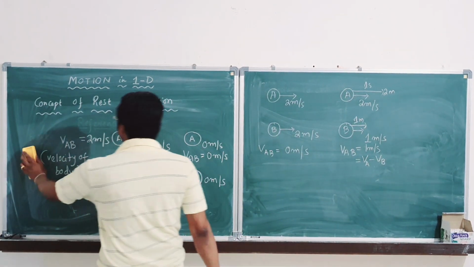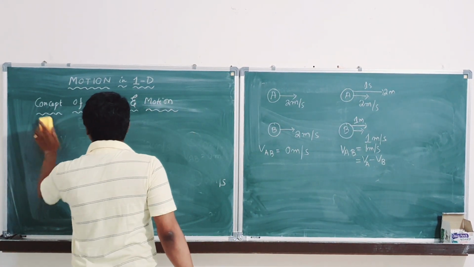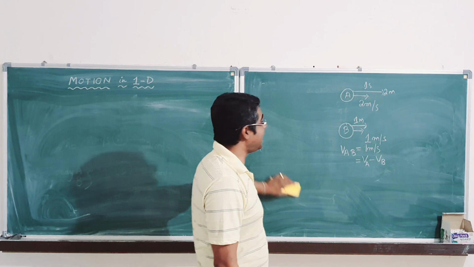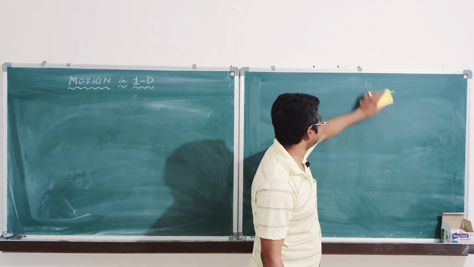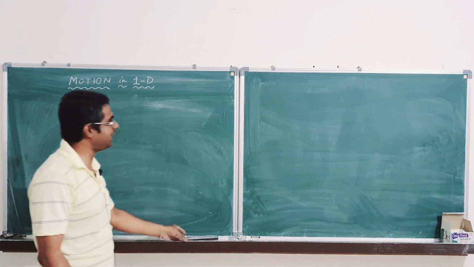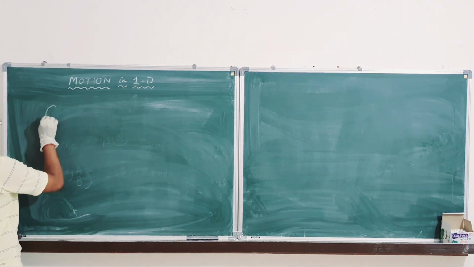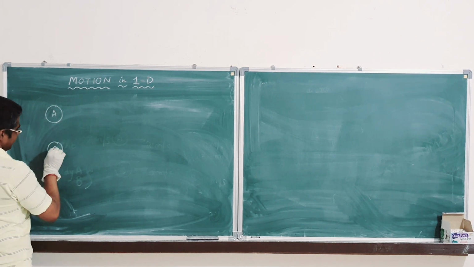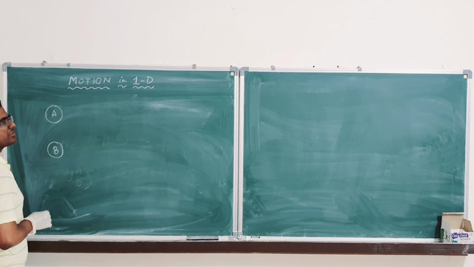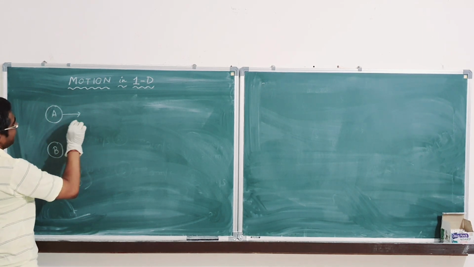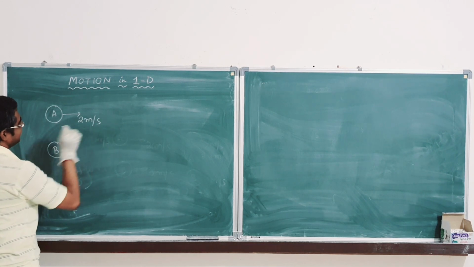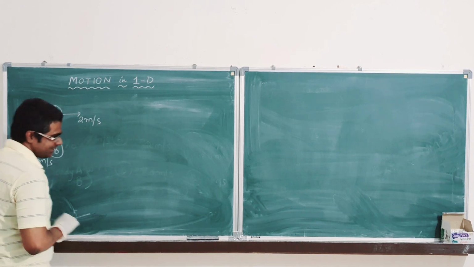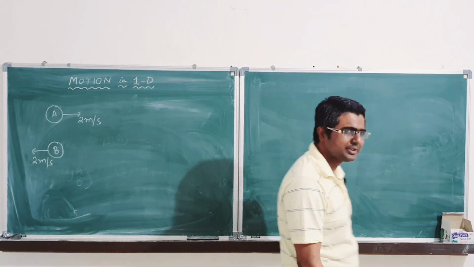Now I will again rub this and we will again go on with other examples. So this is a very interesting concept. We are doing basically the concept of relative rest and relative motion. At the end of the day, the concept of relative motion will be clear. Now this is A, this is B. So now let's change the facts a little bit. Let's make it 2 meter per second. And B 2 meter per second. The direction has changed, right?